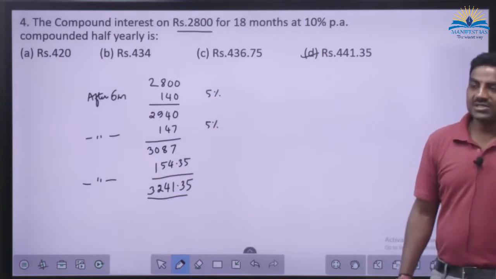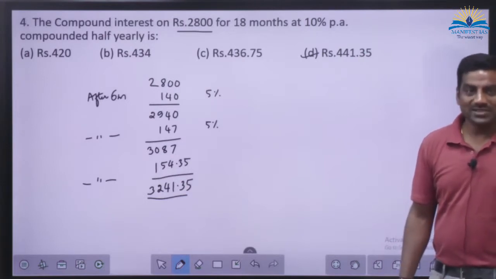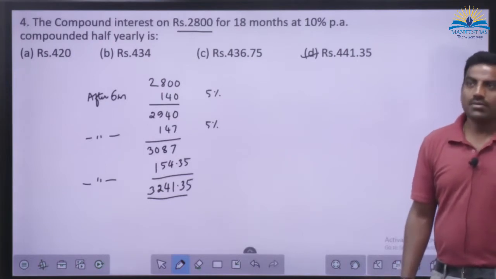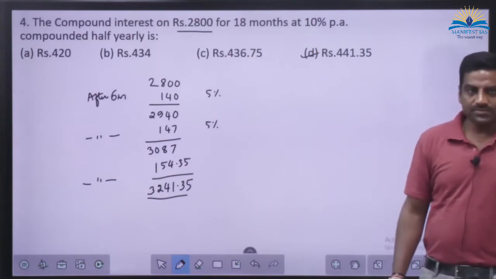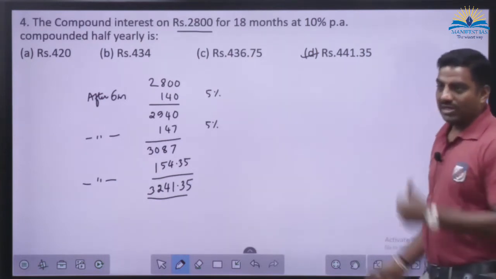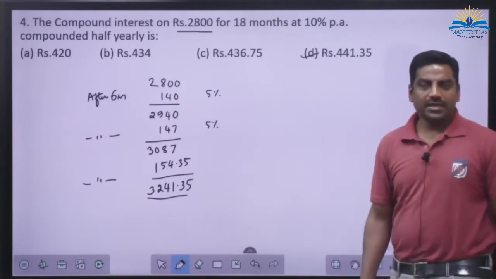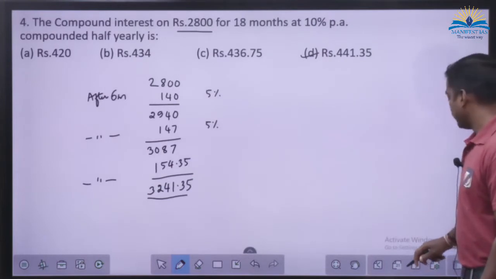But again, when we say the calculation has to happen after 1 year, strictly we have to follow that time period. For 6 months we cannot calculate. So better we calculate for each 6 months and get the answer. Here the minimum time period is 6 months. For that we have to calculate again and again until 1.5 years. Okay, next.